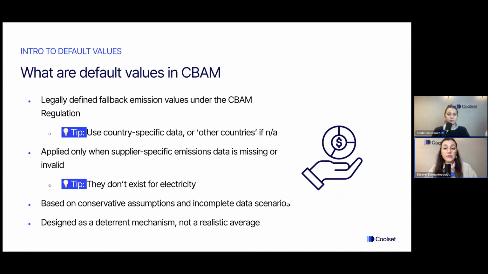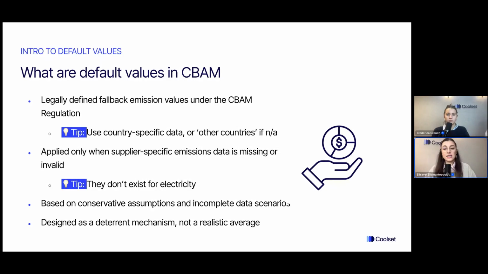And there were two different default value regimes. During the transitional period, we had one where the default values were based on some assumptions, of course, and they were designed mainly to help people kick off their reporting. And now, as we move on to the definitive phase, the values that the EU has published are more structured. They are defined per country and per product, and they are a more mature version of the transitional period one. But what is important to mention here is that the default values are meant to be used only when the actual emission data cannot be retrieved.